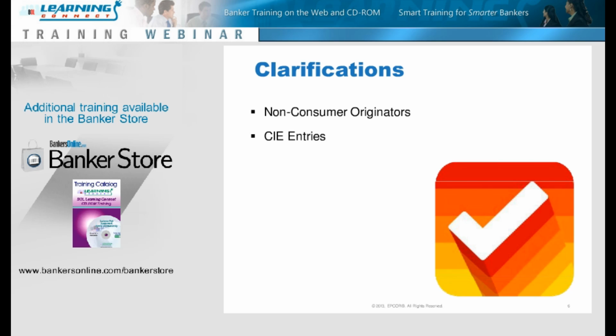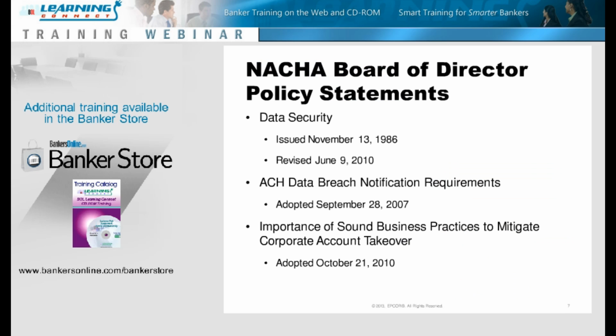And that, again, is usually when a consumer is originating a payment to a company. So, we say P2P for person-to-person. We might say C2B for consumer-to-business. We are not talking about when the originator originating this transaction is a consumer. We're only talking, I should say, about those that are non-consumer, not the consumer originators.